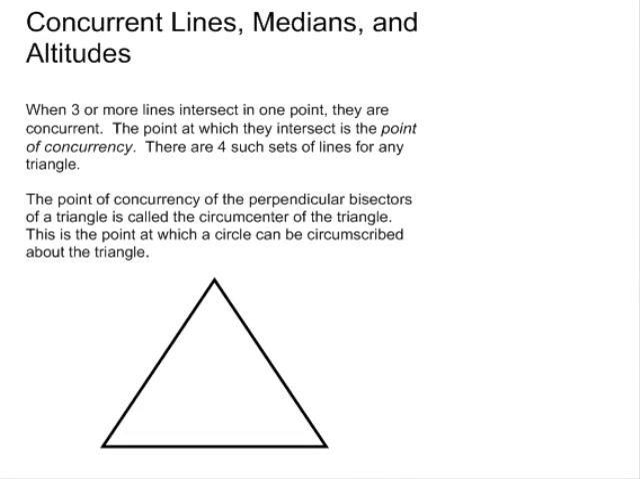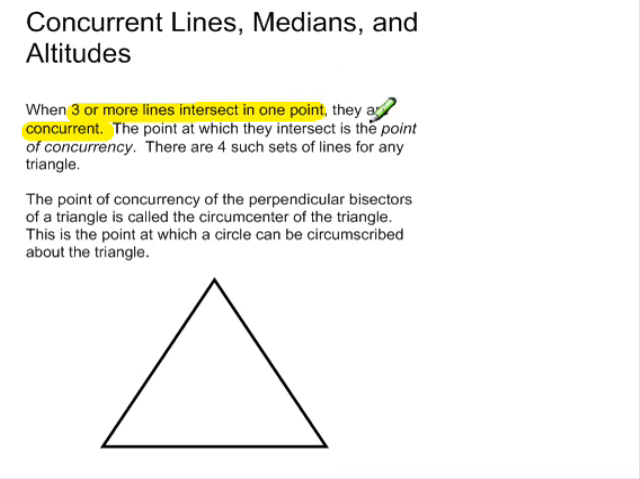Alright guys, in this video we're going to be talking about concurrent lines, medians, and altitudes as it says. We've already talked about some of the different things, and we're going to introduce a couple of new topics. But concurrent lines, let's think about what concurrent lines are. When three or more lines intersect in one point, they are what we call concurrent.